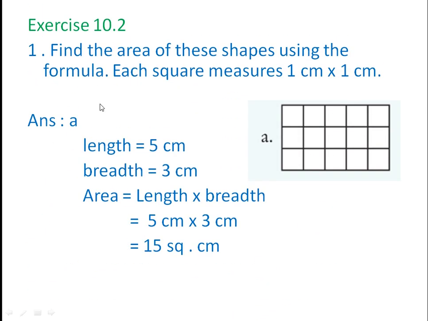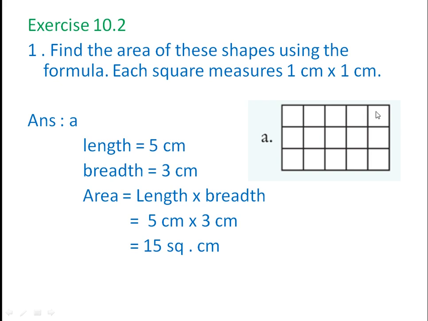Next, see here exercise 10.2 in our textbooks. First problem, find the area of these shapes using the formula. See here, only a picture is there, no values here. We will find them out. First count the squares here: 1, 2, 3, 4, 5. 5 squares are there. This is the length of this picture, 5 centimeters.